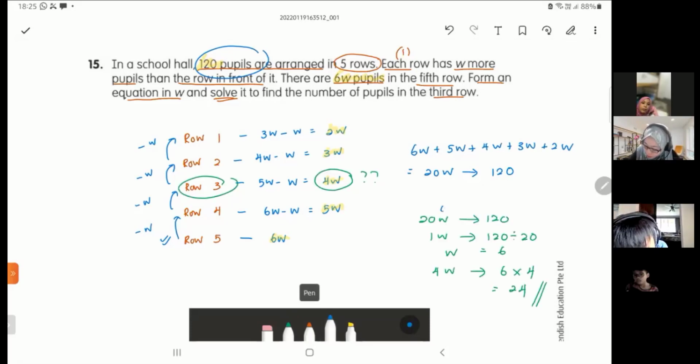Why is this so? Because W is as good as putting it as a unit. For example, 20 units is 120. Can you see? It's the same. It's the same method as representing it as units.